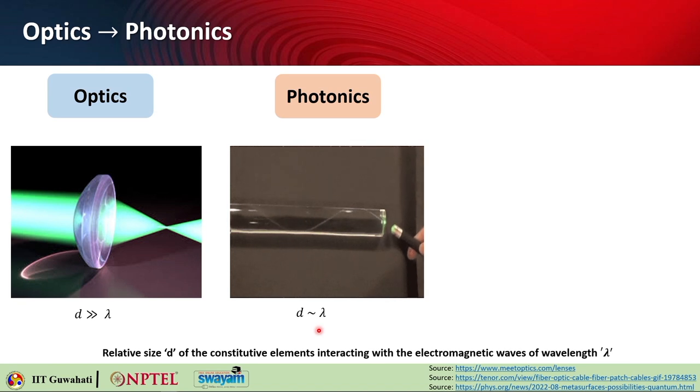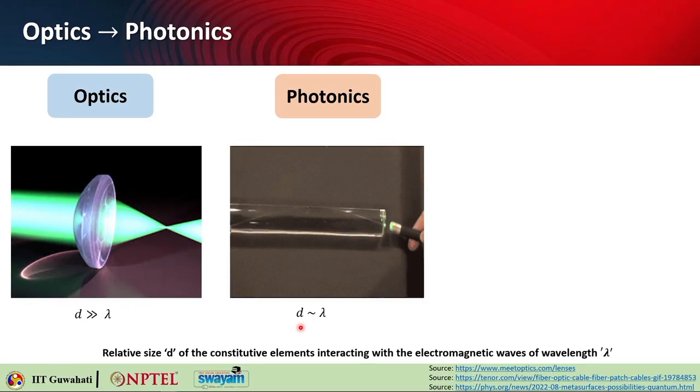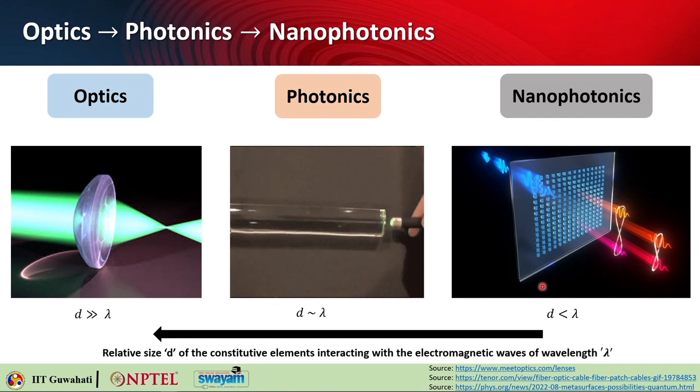So what are the typical applications? Lasers, amplifiers, photodiodes, light sensors, optical fibers. All these are basically the optical tools that fall under the bucket of photonics. So naturally, there will be a curiosity to know what happens when the size of the constitutive elements becomes much smaller than the wavelength of light. That is where nanophotonics comes into the picture. Nanophotonics is basically the field where the elements interacting with light have sub-wavelength dimensions, much smaller than the wavelength of light.